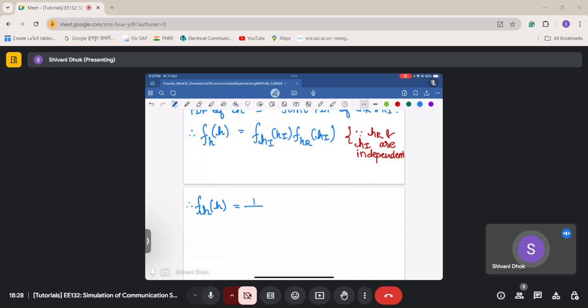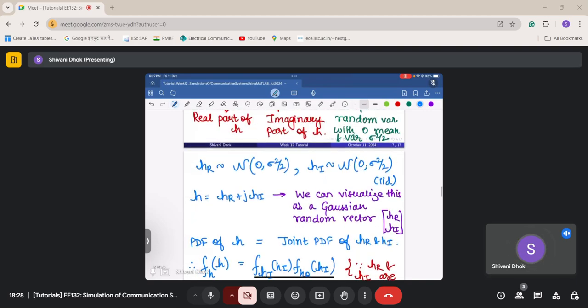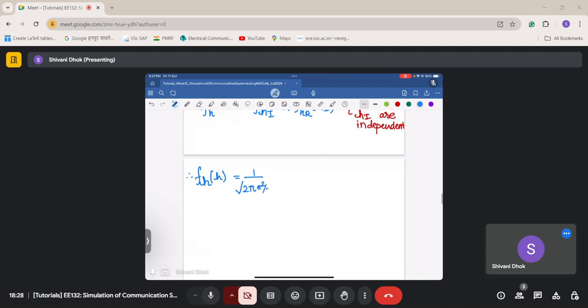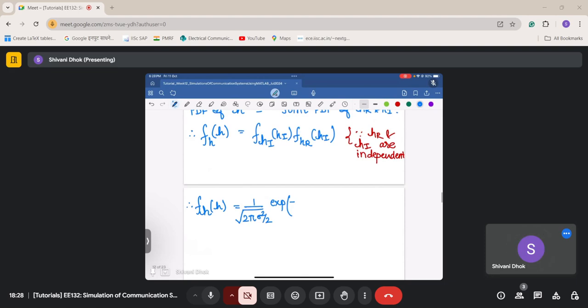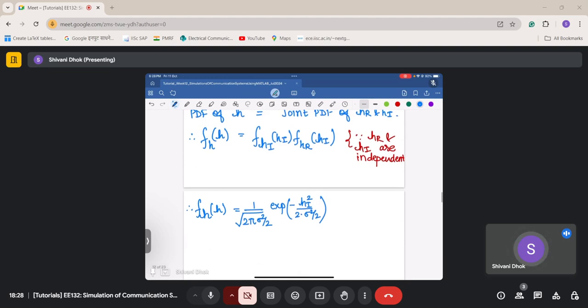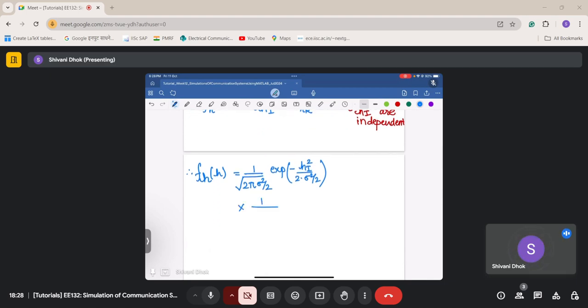It is a Gaussian random variable, so 1 upon under root of 2 pi times its variance. Variance is sigma square by 2, times e power minus hi square by 2 times its variance. And similarly, what is the PDF of HR? f of hr will be equal to 1 over, again the same thing, 2 pi sigma square by 2, times e power minus hr square by 2 times sigma square by 2.